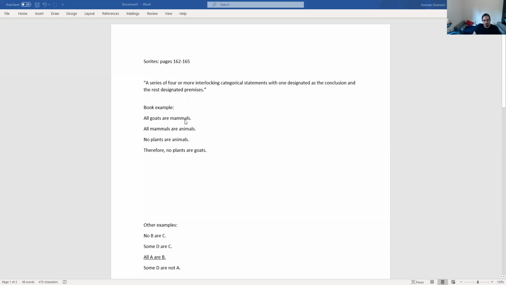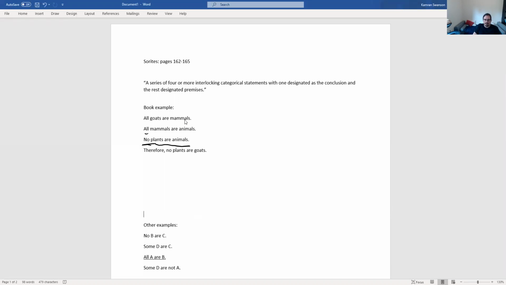The example that the book gives is all in standard form. All goats are mammals. All mammals are animals. No plants are animals. Therefore, no plants are goats. So the way we can recognize this as not just a single categorical syllogism, but a Sorites, is that it has more than 2 premises.